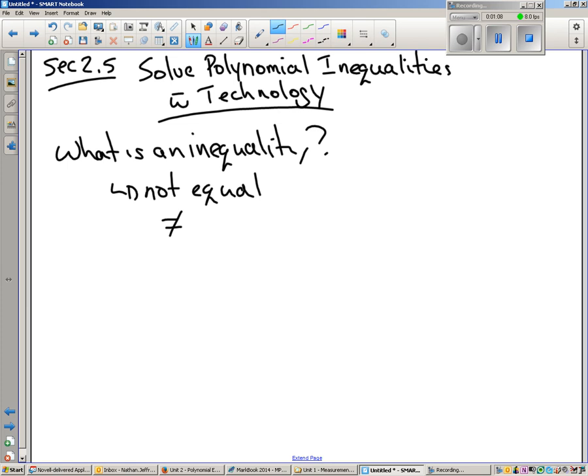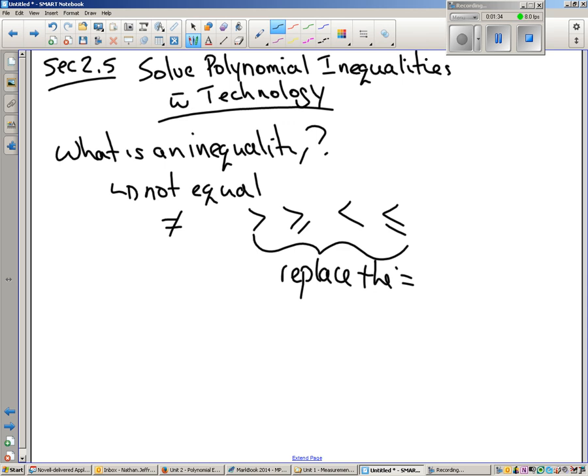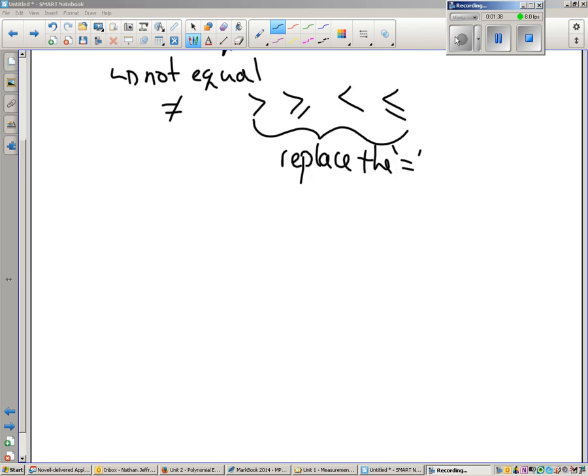So the equal sign with a slash means not equal to, but we can also talk about something being greater than, or greater than or equal to, or less than or equal to. So when we're dealing with polynomial inequalities, these four symbols are going to replace the equal sign.